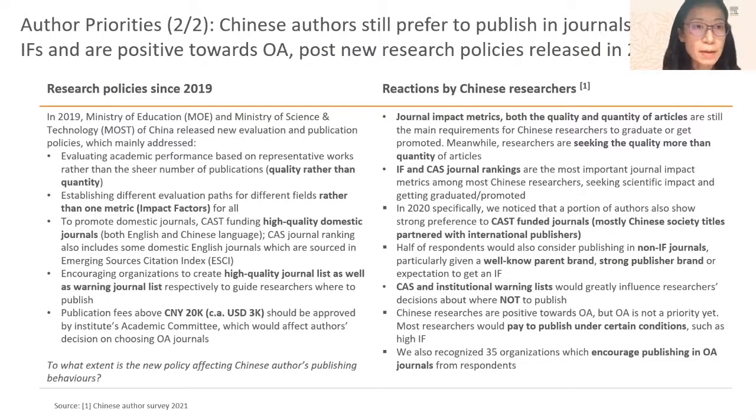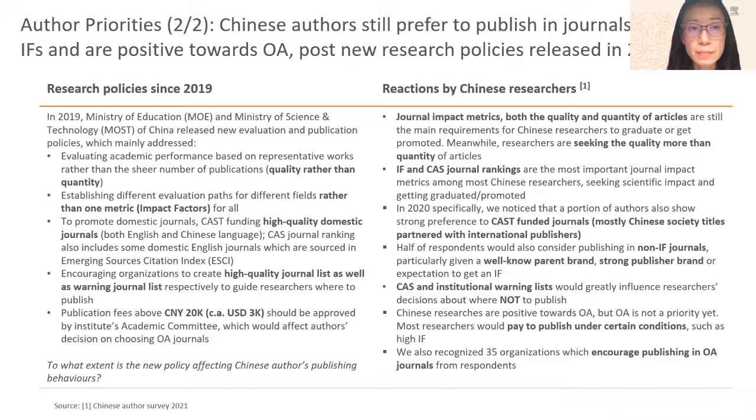So I will be talking about the research policies since 2019. We have already covered the factors that are driving the journal choice among the authors. Right now, the policies also have a direct influence upon the researchers' behavior. In 2019, the Ministry of Education and the Ministry of Science and Technology jointly released a new evaluation and publications policy. In the articles, we have noticed some interesting points and we'd like to highlight them here.